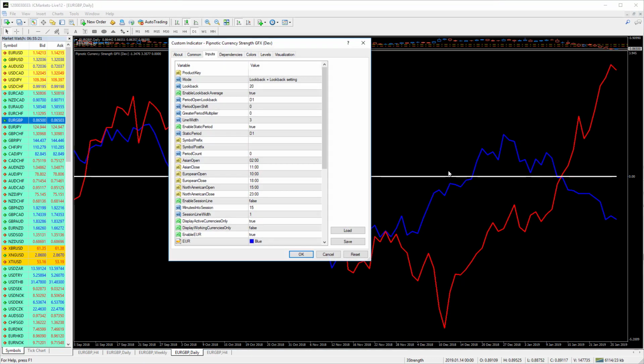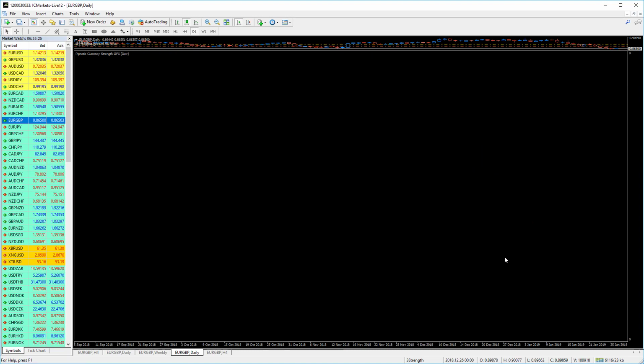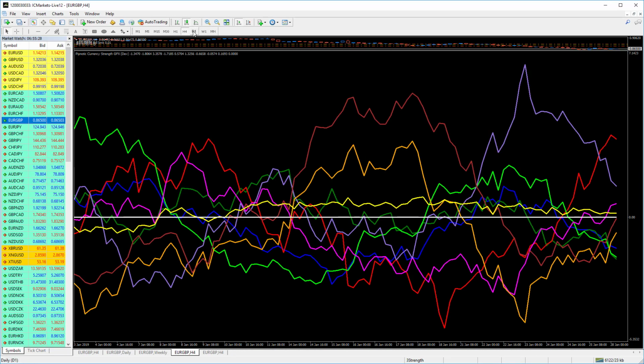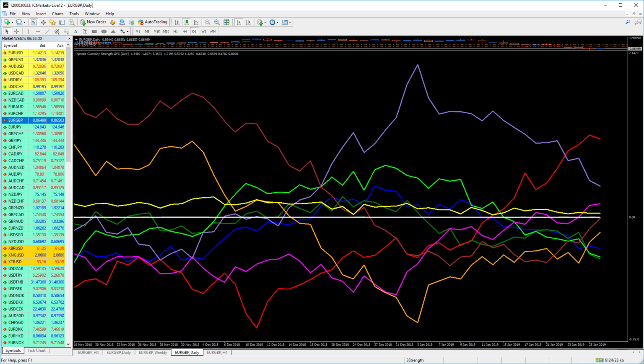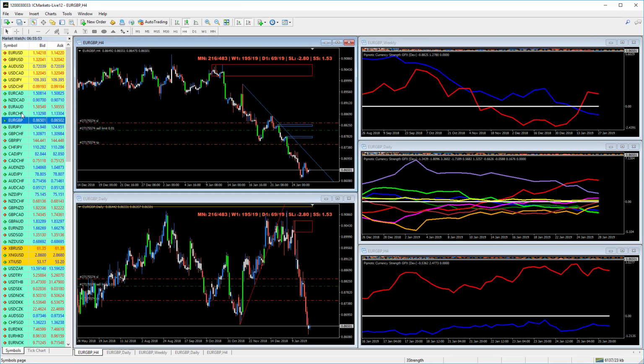Let's turn this on. We'll enable everything. I can just enable the default template for the middle. Let's have a look. We'll zoom in, see what's going on. Okay, so we have the euro, Aussie have diverged. We have the euro Aussie and the euro Kiwi. So let's have a look at those. Let's go to the euro Aussie first.